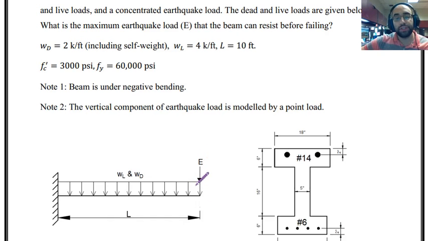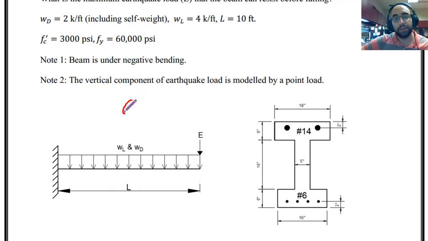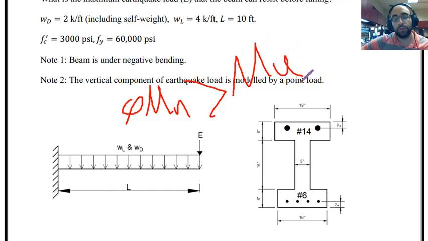The major question that we need to answer is that phi Mn should be greater than Mu, and this Mu is the ultimate moment because of all of these loads, considering the load combinations that we have in the code and in the ultimate strength method, and phi Mn is the strength of this double reinforced section. So we have two major things to consider. At first, I have to find Mu based on the loading, and then I have to find the strength of the section and compare it versus Mu.